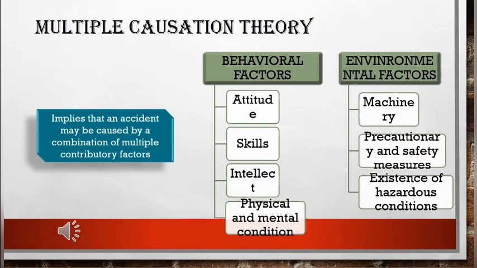The fifth theory is multiple causation theory. This theory implies that an accident may be caused by a combination of multiple contributory factors. The factors are behavioral and environmental. For behavioral factors, it consists of attitude, skills, intellect, physical, and mental condition. For environmental factors, it includes machinery, precautionary and safety measures, and existence of hazardous conditions.